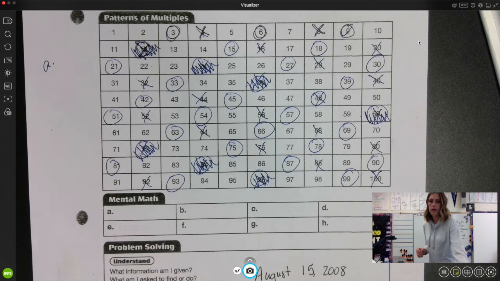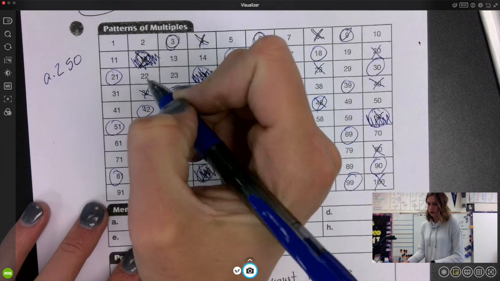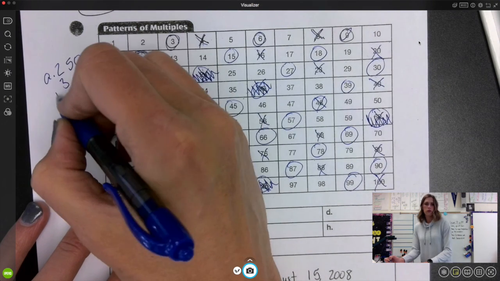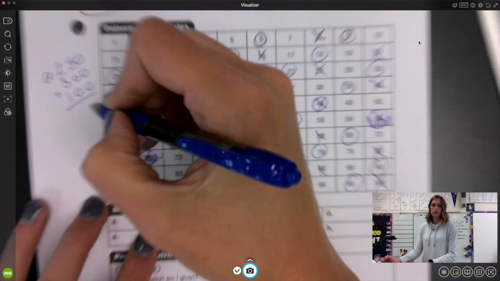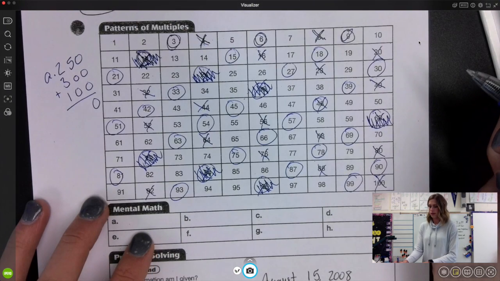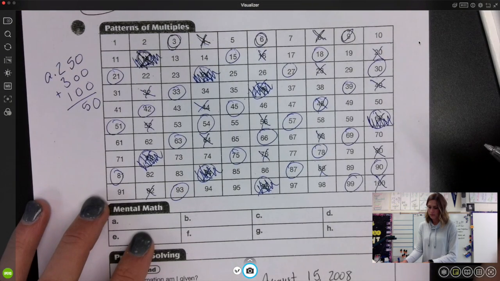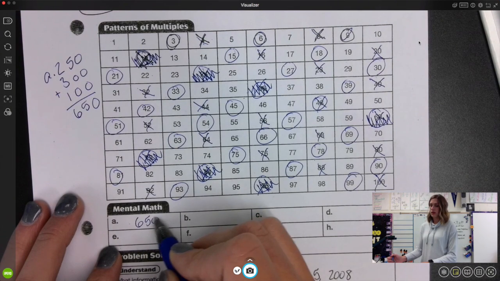Let's go through our problems then at the bottom. So A says 250 plus 300 plus 100. So we get 0 plus 0 plus 0 is 0. 5 plus 0 plus 0 is 5. And 2 plus 3 plus 1 is 6. So we get 650.